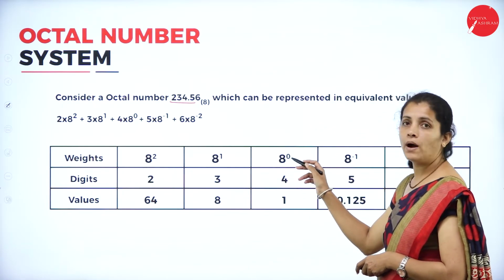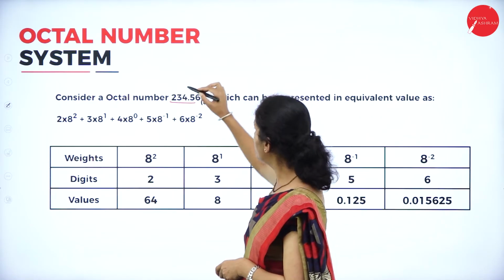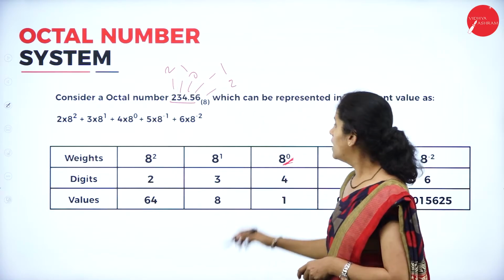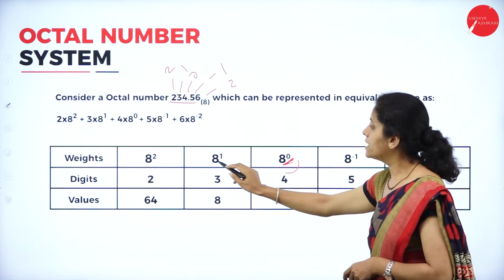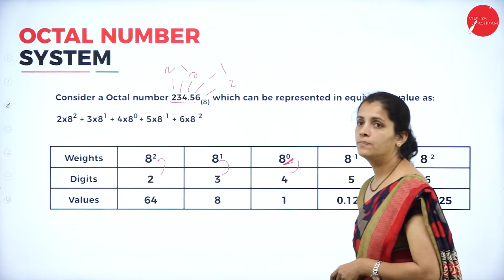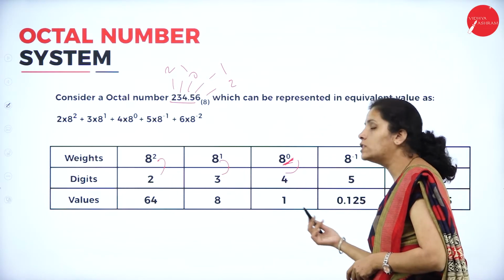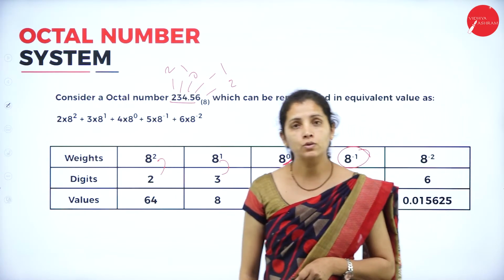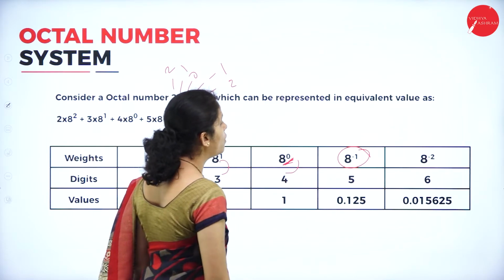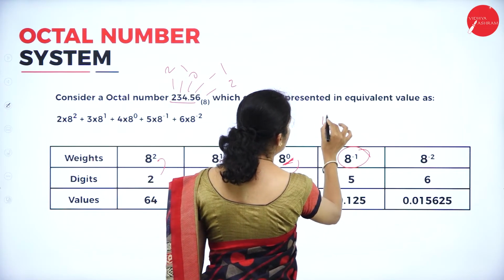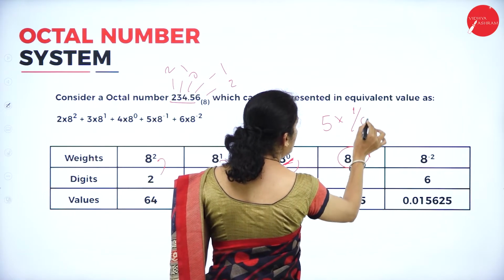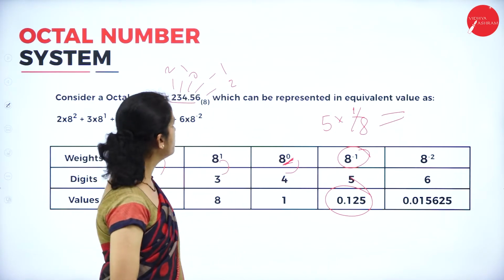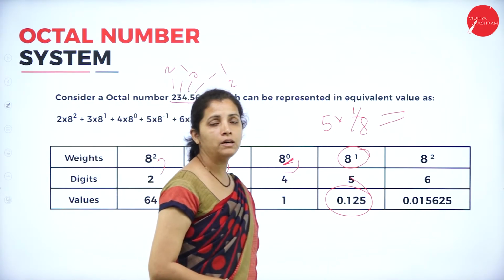Now, what is the power? It is 8. So 8 to the power 0, 1, 2, minus 1, minus 2. I'm going to perform multiplication with respect to the positions. Then I'm going to add all the values together. If I consider the fractional part, I'm going to find the inverse of that. So 5 into 1 by 8, and whatever answer I get, that is the value. This is the way I can use the octal number system.